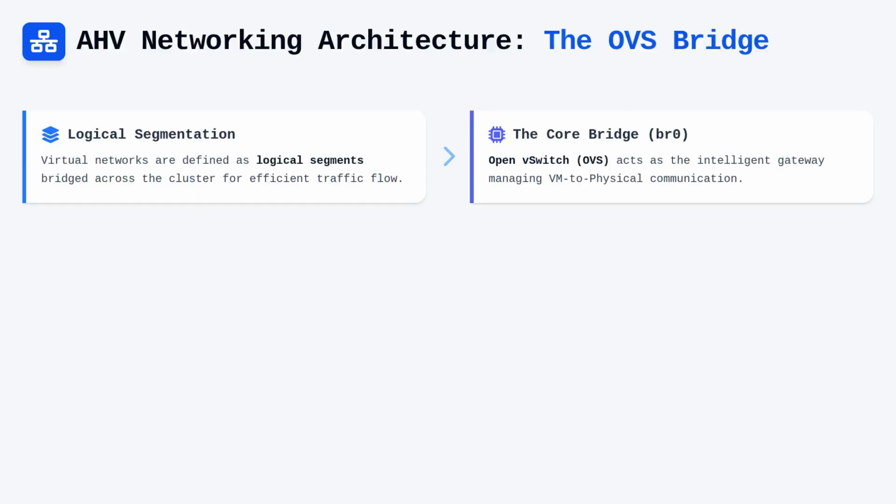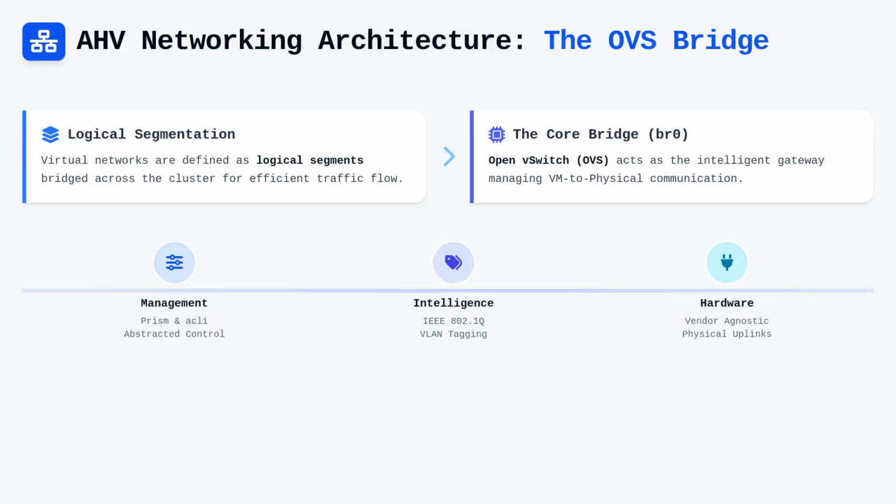The configuration of this bridge is abstracted away from complex manual commands, as Prism and command line tools like acli provide a clean interface to manipulate these virtual switches. It is vital to understand that this bridge is not merely a transparent hub, but an intelligent gateway capable of performing frame switching based on standard IEEE 802.1q tagging principles.